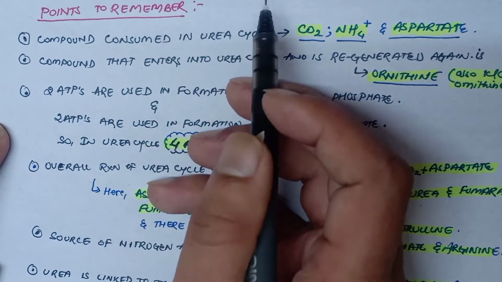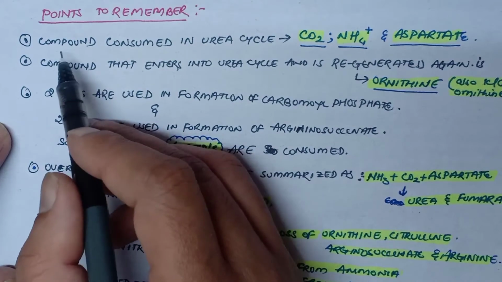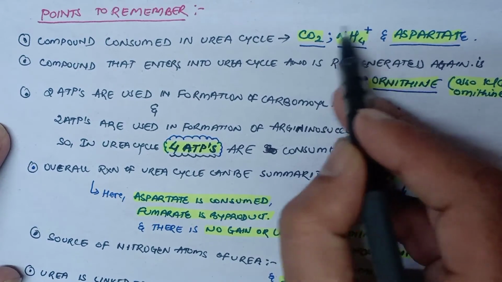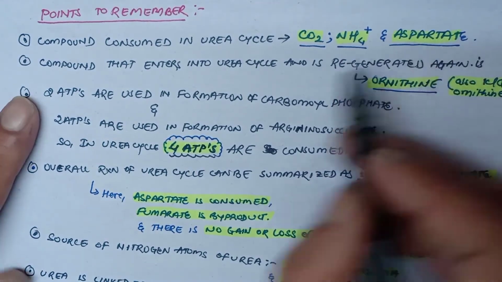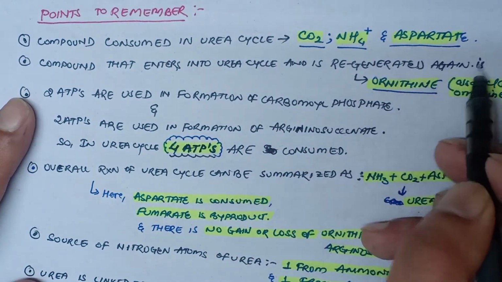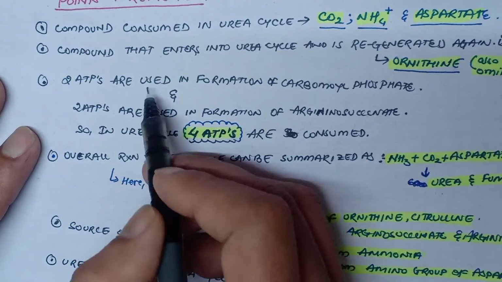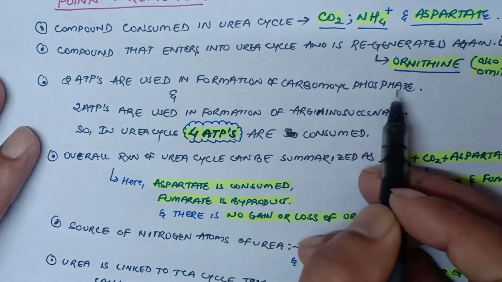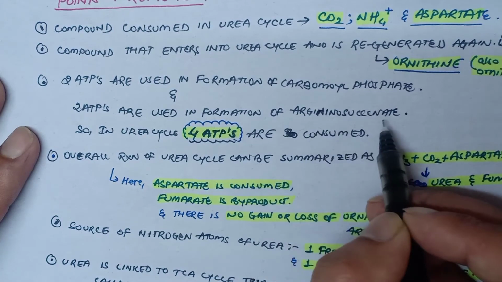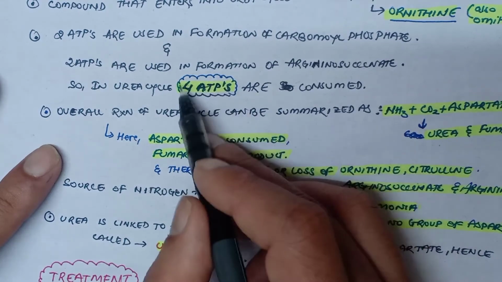Points to remember in urea cycle. This is important for MCQs. So compounds consumed in urea cycle are carbon dioxide, ammonium and aspartate. Compound that enters into urea cycle and is regenerated again is ornithine. So this is also known as ornithine cycle. Two ATPs are used in formation of carbamoyl phosphate and two ATPs are used in formation of argininosuccinate. So in total in urea cycle there are 4 ATPs that are consumed.